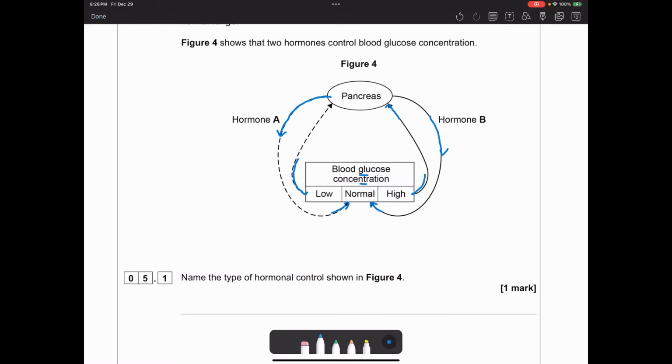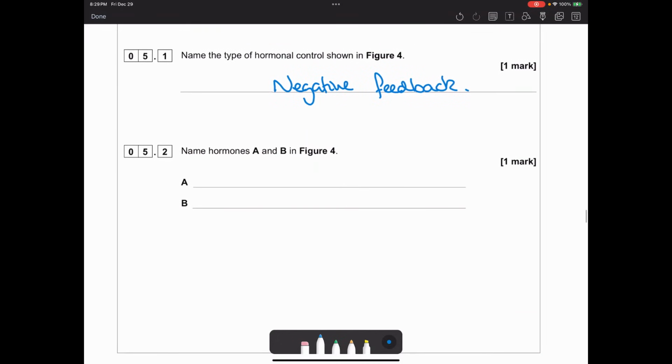So what is this process called when, if something gets too high, your body works to bring it back down to normal? Now, in this mark scheme, it is called, and you have to put, negative feedback. So if something goes up, your body will work to bring it back down. It's an example of negative feedback. It doesn't accept homeostasis as an answer in that one.